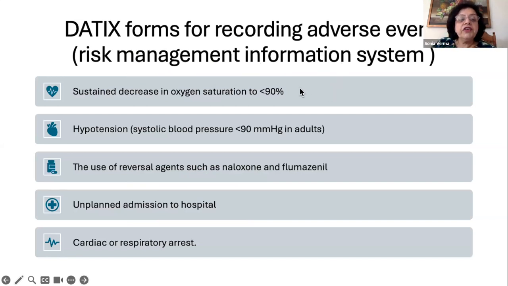So for sedation, it is told to all the departments that if you get a decreased saturation for a prolonged time, less than 90%, please fill in a form. If there is hypotension with a systolic blood pressure less than 90, you need to do a DATIX. If you're going to use any of the reversal agents, if there is an unplanned admission to the hospital, or if there is a cardiac arrest, then it has to be filled in.